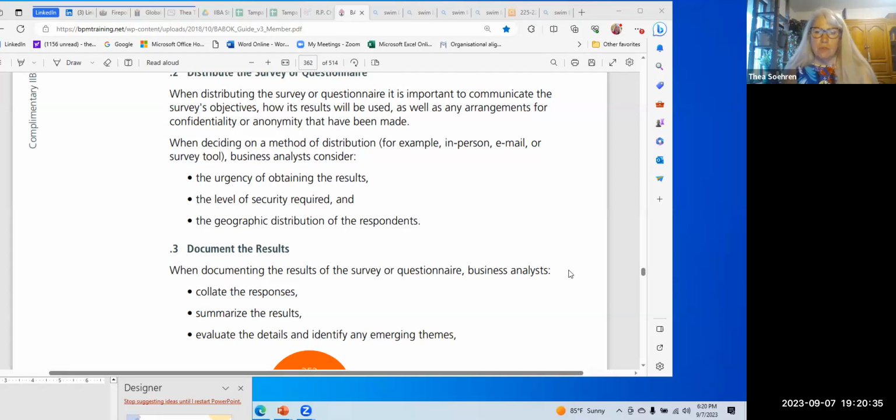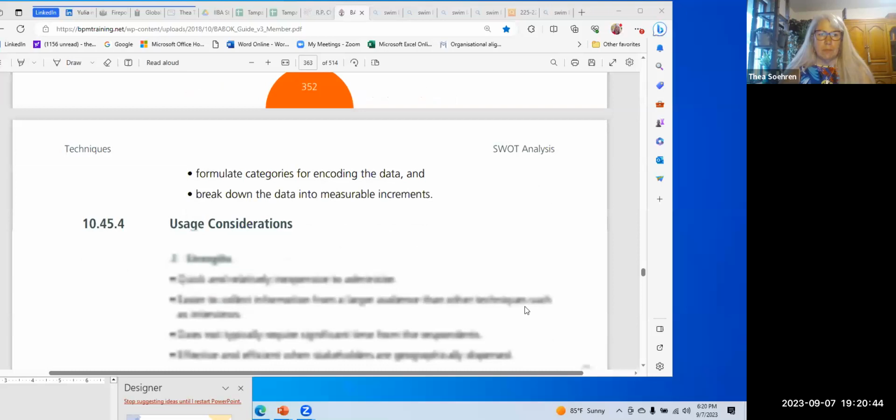Documenting the results of the survey or questionnaire, we collate the responses, summarize the results, evaluate the details, and identify any emerging themes. Formulate categories for encoding the data and break down the data into measurable increments.